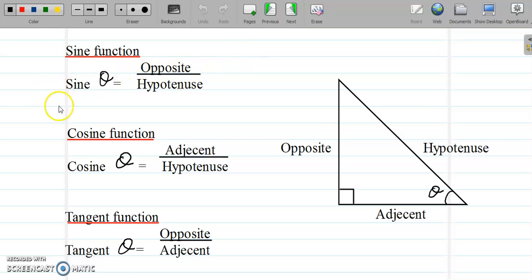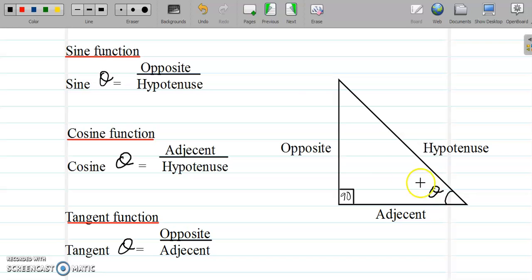Now let's look at this first. We have to note that sine theta, theta is the angle, simply means opposite over hypotenuse. In our last lesson, we said if we have a right-angled triangle, the longest side is what we call the hypotenuse. The longest side and also the side that is opposite to the right angle. Here is the right-angled triangle, is it not? So the side opposite to the right angle is the hypotenuse.